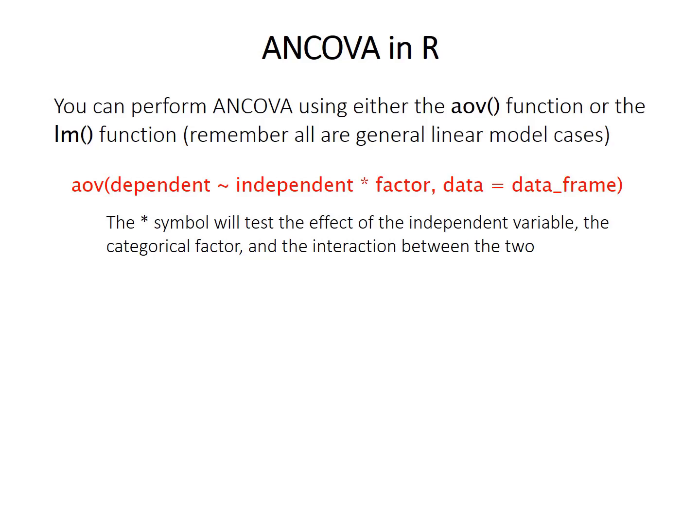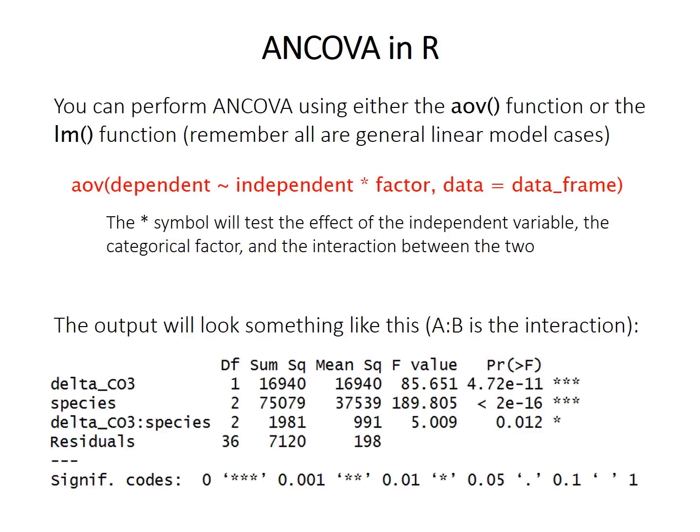So we have the dependent variable column as a function of this tilde symbol that you've seen before for linear regression and for ANOVA. Then you have the independent variable column multiplied by the factor variable column, indicating that they all come from a particular data frame with whatever name that has. The output will look just like the ANOVA output did, but with extra lines. We first focus on the interaction term, which is the one containing the colon, so in this case delta CO3 colon species. In this example, the F statistic for the interaction is 5.009. There are 2 and 36 degrees of freedom, and the p-value is 0.012.